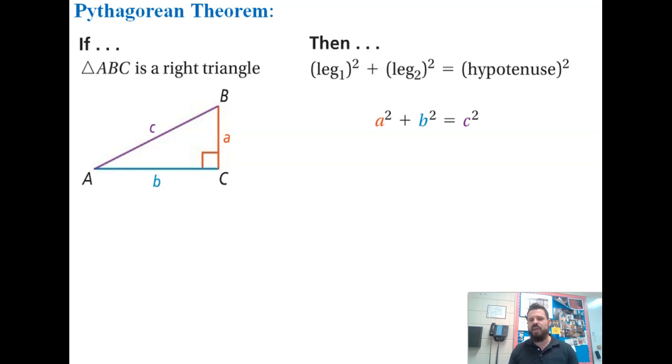Alright, so now when I say Pythagorean Theorem, hopefully you're thinking good old a squared plus b squared equals c squared. Now, as far as what that means, if triangle ABC is a right triangle, then one of the legs squared plus the other leg squared is equal to the hypotenuse squared, or a squared plus b squared equals c squared, where a and b are the two legs of the triangle, the two non-hypotenuse sides, and c is the hypotenuse, the longest side of the triangle across from the right angle.